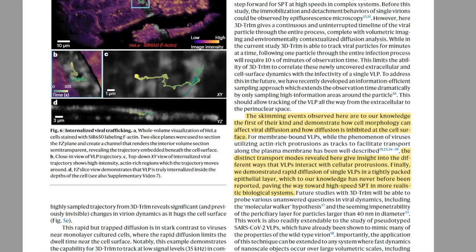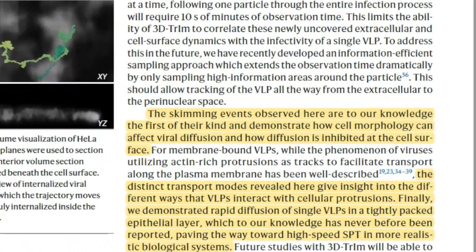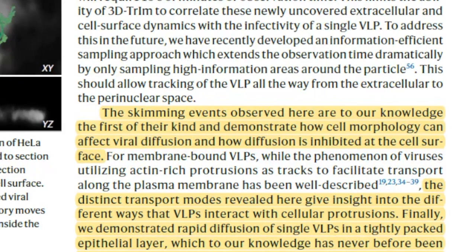So I just want to go here to the discussion because this really tells you what the main focus of this paper is, which is that it's really trying to develop this tracking technology, which is wed to this other imaging technology that they call 3D trim, because they feel this is a useful technique and they want to develop it and promote it. So what they write here in the highlighted portion: the skimming events observed here are, to our knowledge, the first of their kind and demonstrate how cell morphology can affect viral diffusion and how diffusion is inhibited at the cell surface. And we kind of talked about that.